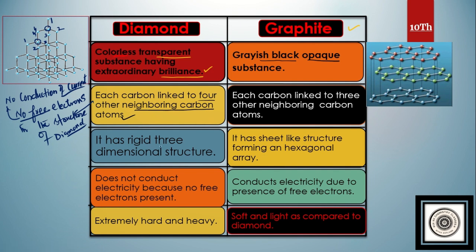It has a rigid three-dimensional structure. It's rigid because of the compact packing of the carbon atoms. It does not conduct electricity because no free electrons are present. It's extremely hard and heavy, so it has high density, we can say. High density is there. Now look at the graphite structure.